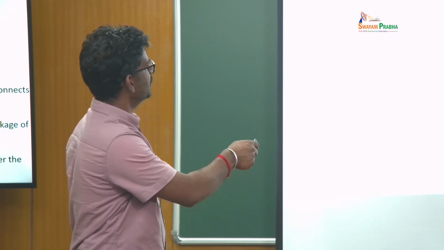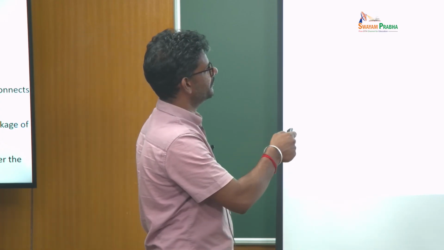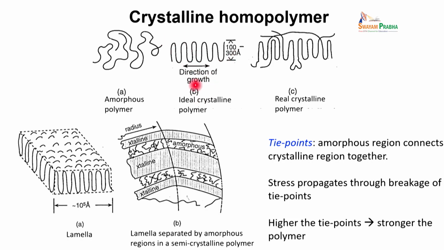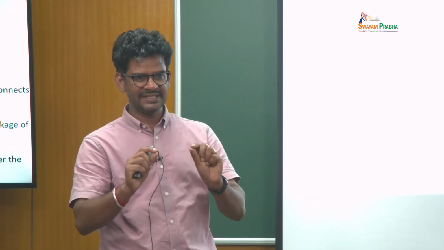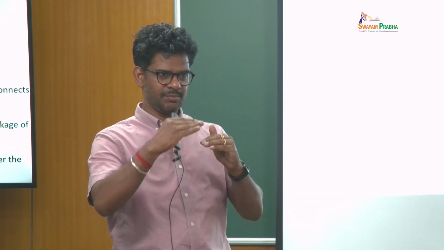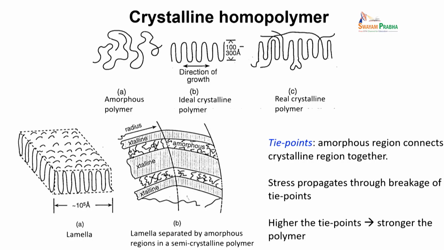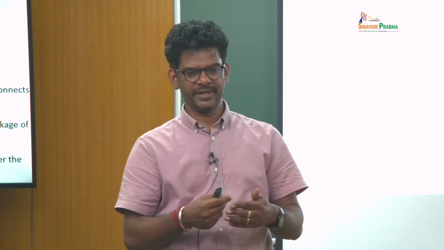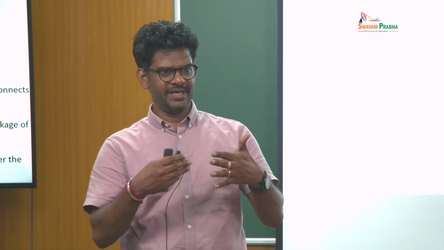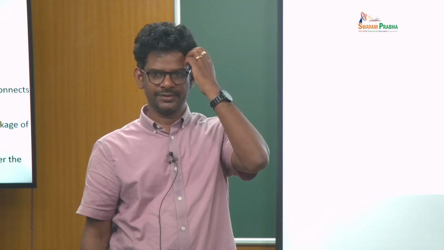On the chain level, you have this kind of arrangement, and this can actually grow in 3 dimensions and form a thin plate which we call lamellae. Then multiple lamellae can grow on top of each other, and each of these lamellae is connected by this kind of amorphous regions. These polymers we call tie points, and those are the points that are going to keep these lamellae stacked together.